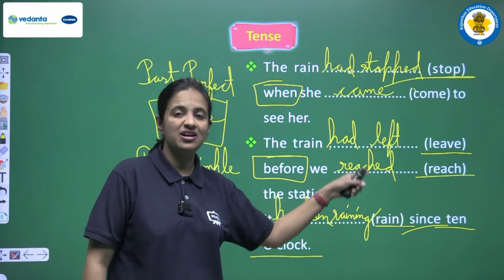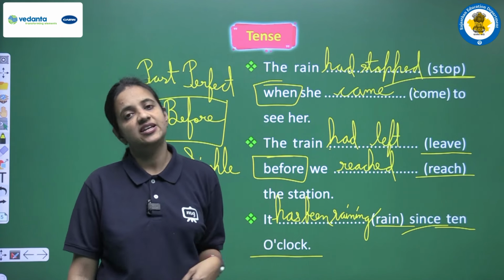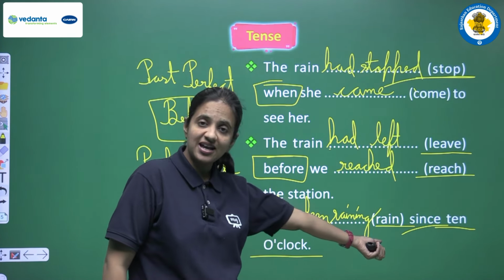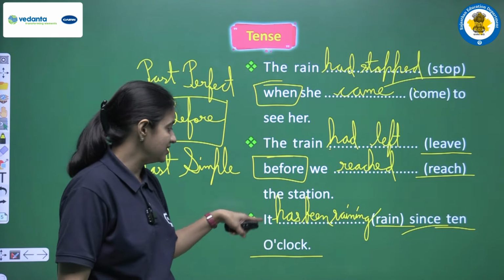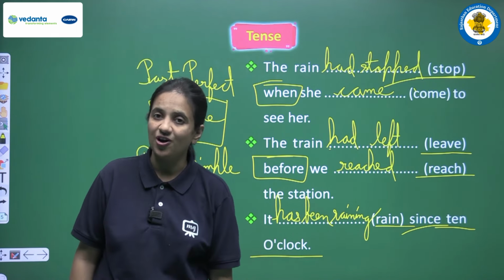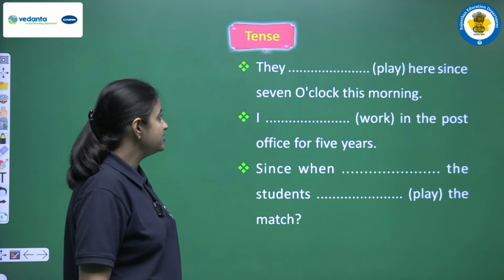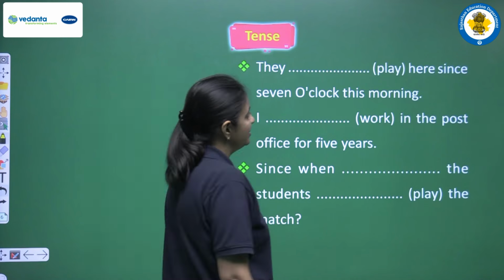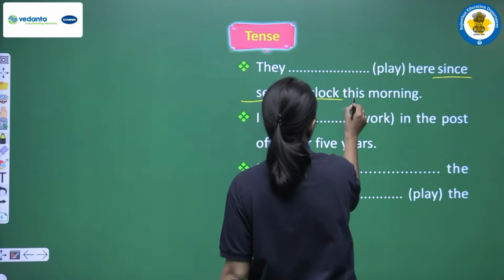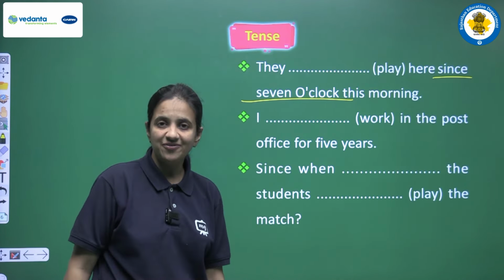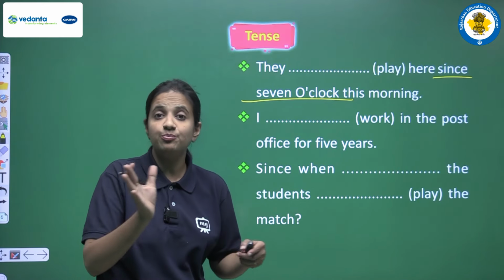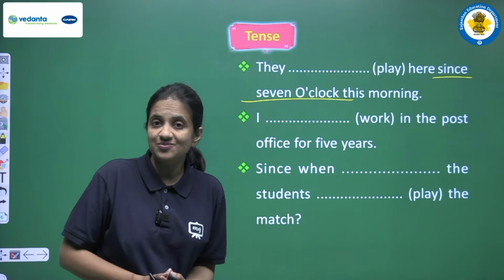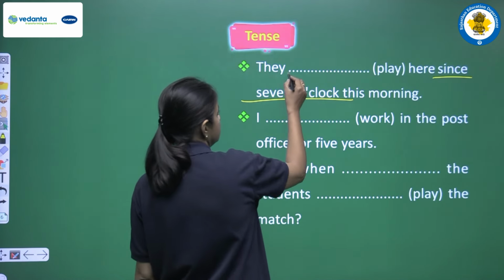So here in this sentence we were having since plus time. So this is present perfect continuous tense. For it we were having has been and first form plus ing, raining, and the complete sentence is: it has been raining since 10 o'clock, right? Next is: they play here since 7 o'clock this morning. Again in this sentence we are having since plus time. Since 7 o'clock, we are having since plus time. So this is also present perfect continuous tense. We are having they as a subject. So they is a plural subject. So for plural subjects we use have been.